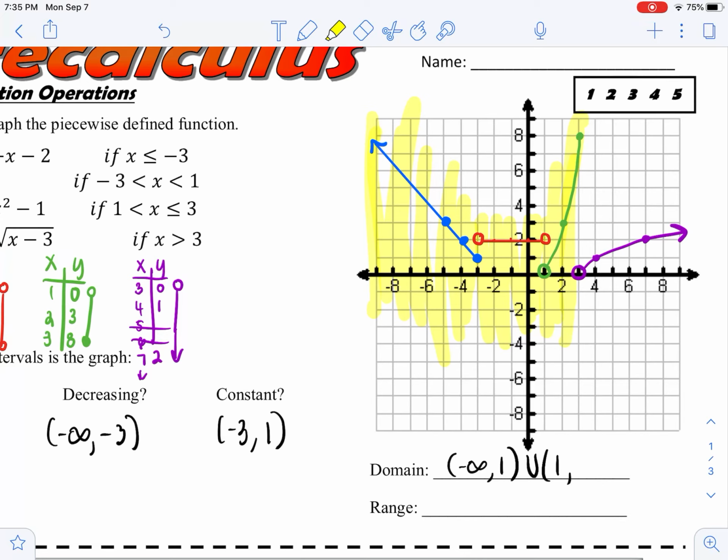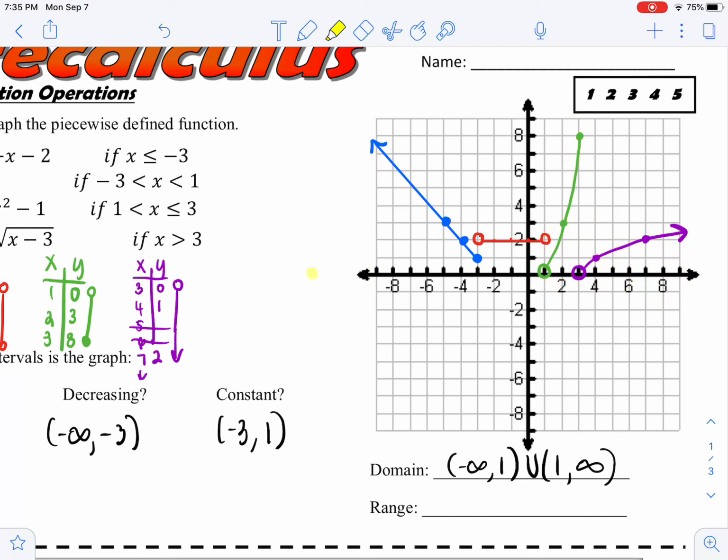And it keeps going. And it stops right there. But the purple piece picks up vertically from it. Now I'm not going to write that my function stops at 3 because there is a value at 3 on the green piece. So I'm going to keep going. And it goes on forever. So there's my domain. Now let's check out range.